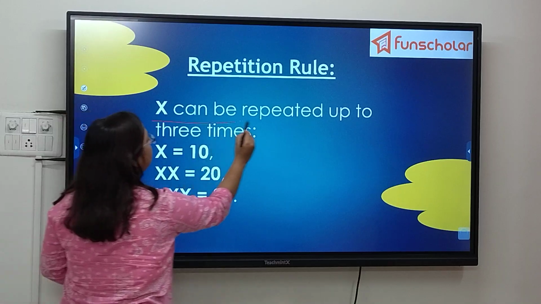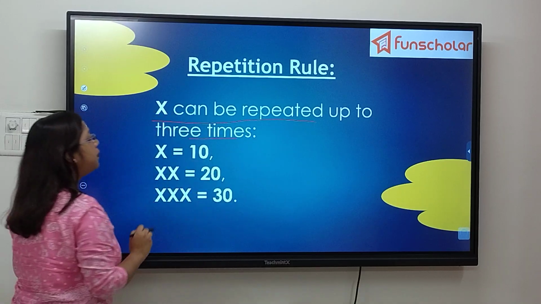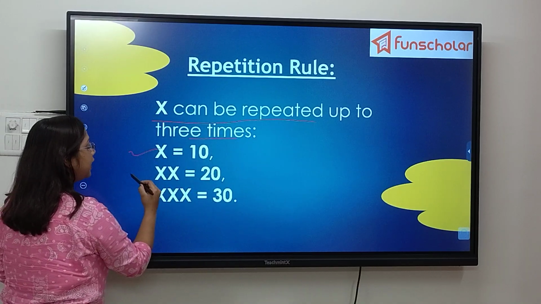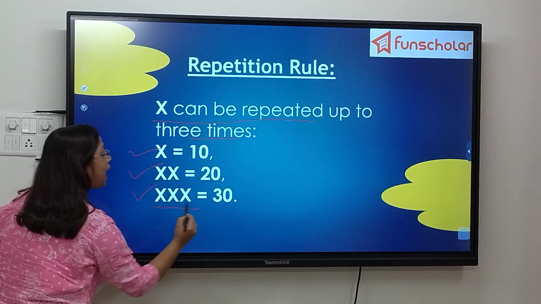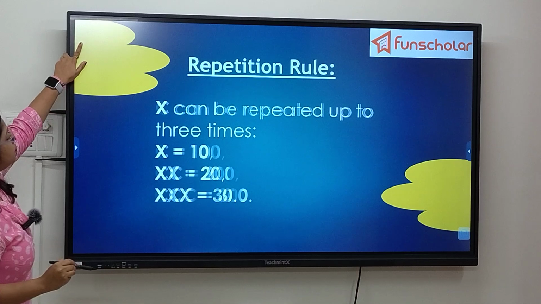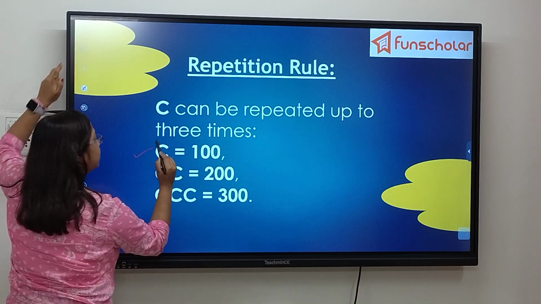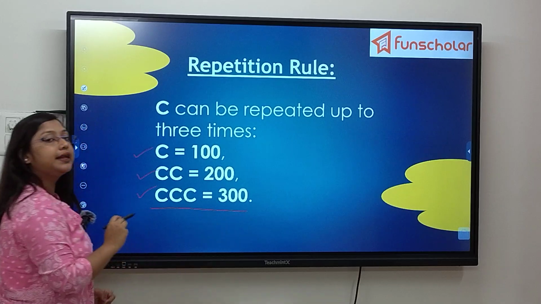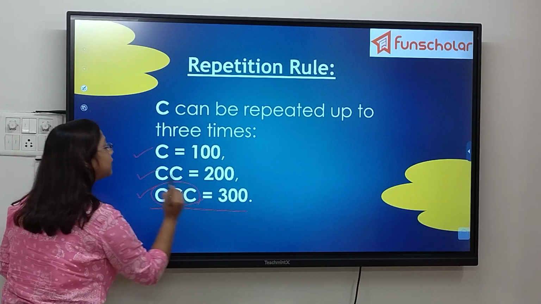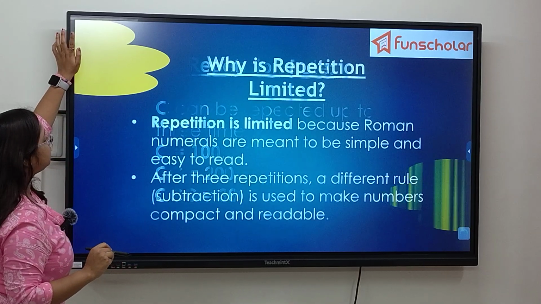Now this one can be repeated 3 times, like this is 10, this is 20 and this will be 30, and this is the maximum. And the last one is this: 100, 200 and 300. After that it can't be repeated. These numerals can't be repeated.